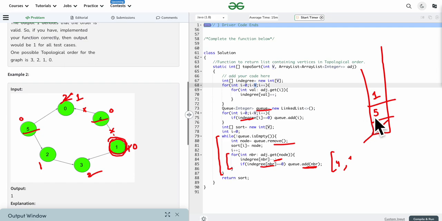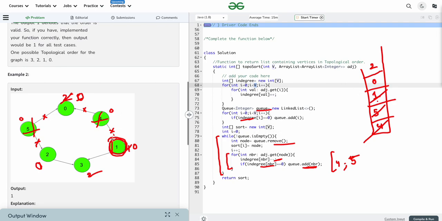Fine. In the next loop, I removed 5. Fine. I asked what all nodes 5 is connected to, just remove both the edges to that. So this will become 0 and this will become 0 as well. So the moment these two values became 0, we are inserting them to our queue. That is 0 will get inserted and the node 2 will get inserted. Now with the loop, we will remove 1. We have already removed 5, we have already removed 4. This time we will remove 1.